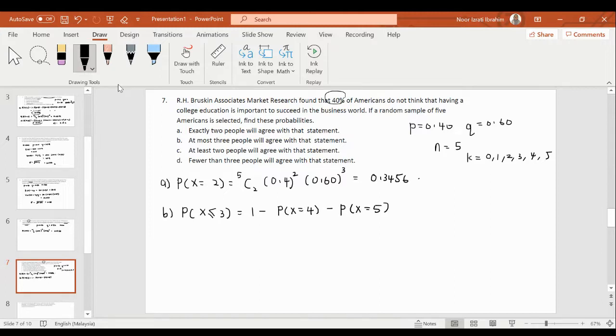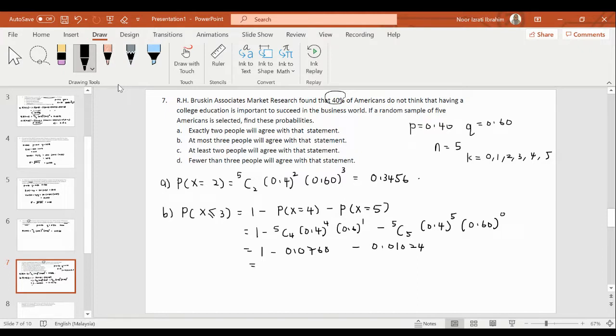equals 5. Then this will be 1 minus 5C4 times 0.4 to the power of 4 times 0.6 to the power of 1, minus 5C5 multiplied with 0.4 to the power of 5 multiplied with 0.6 to the power of 0. Then this will give you 1 minus 0.0768 minus 0.01024. Then the answer is 0.91296. This is for the B.